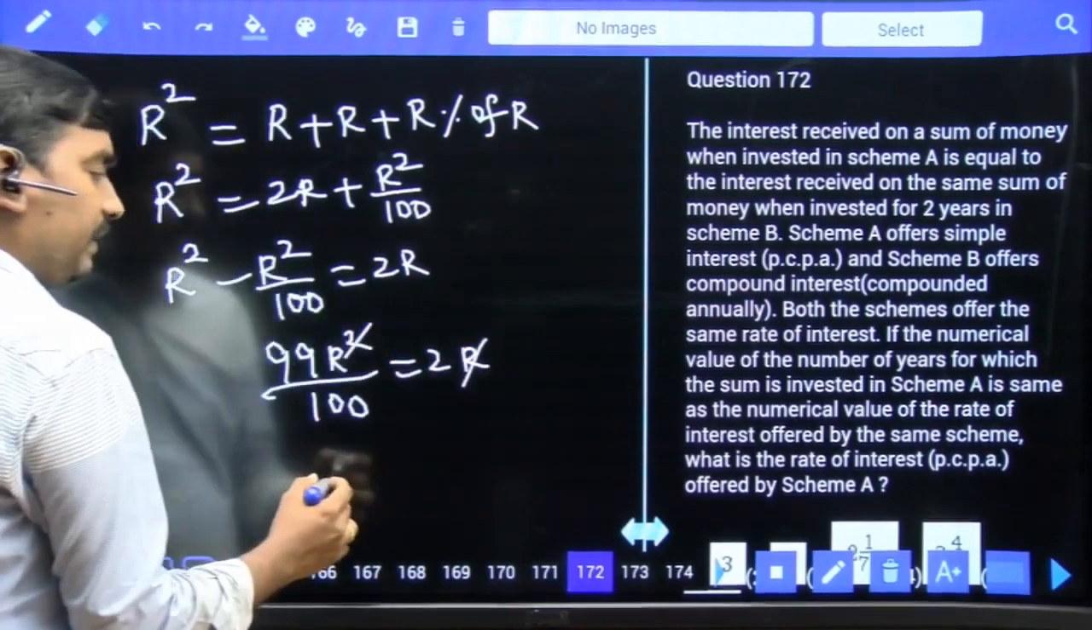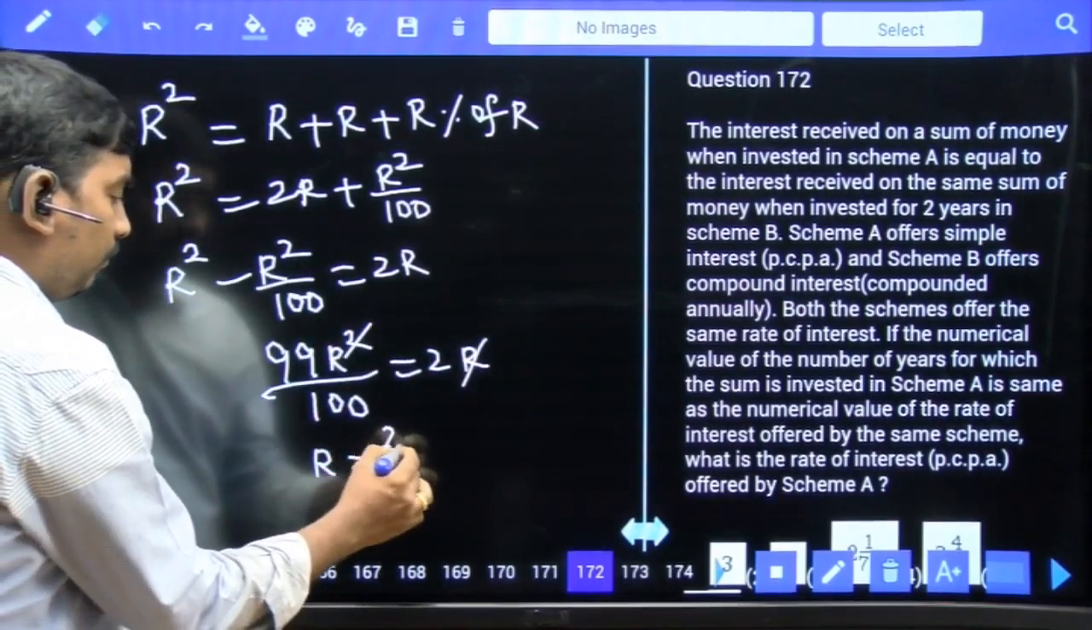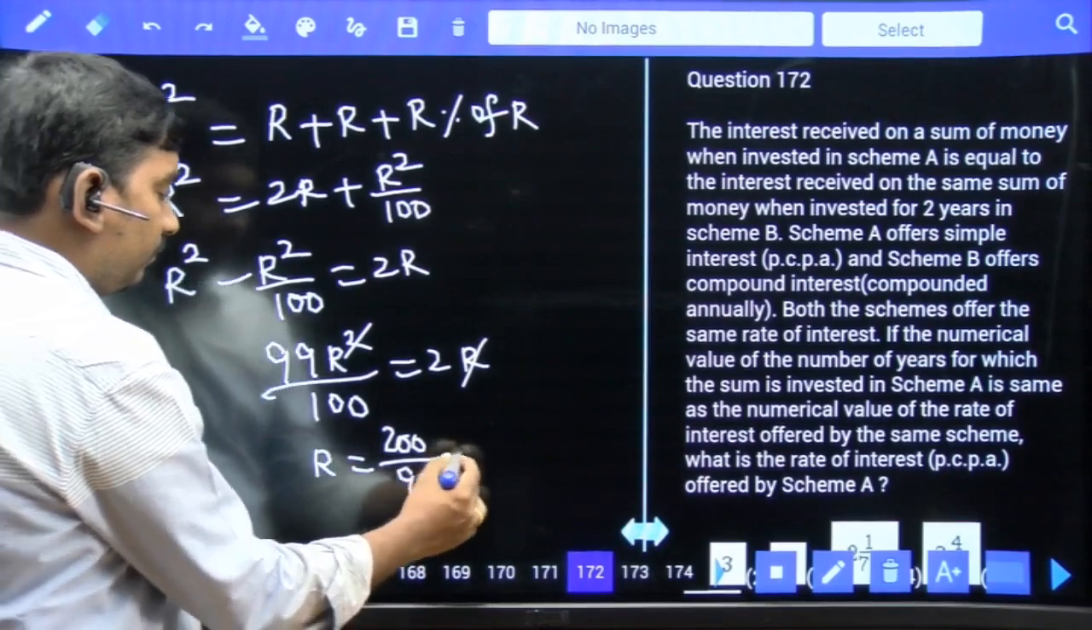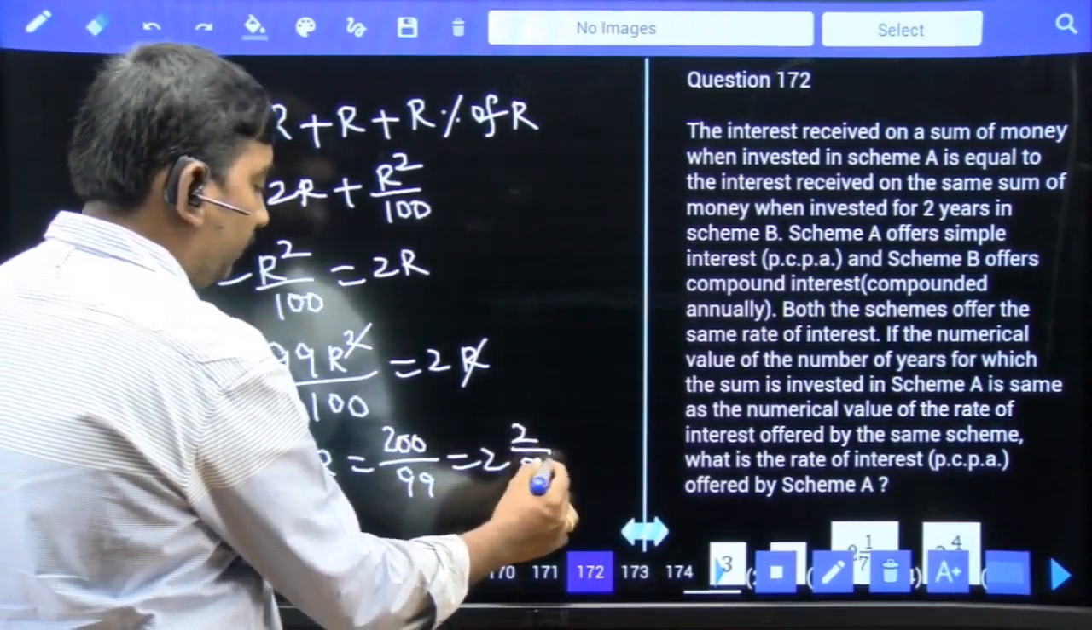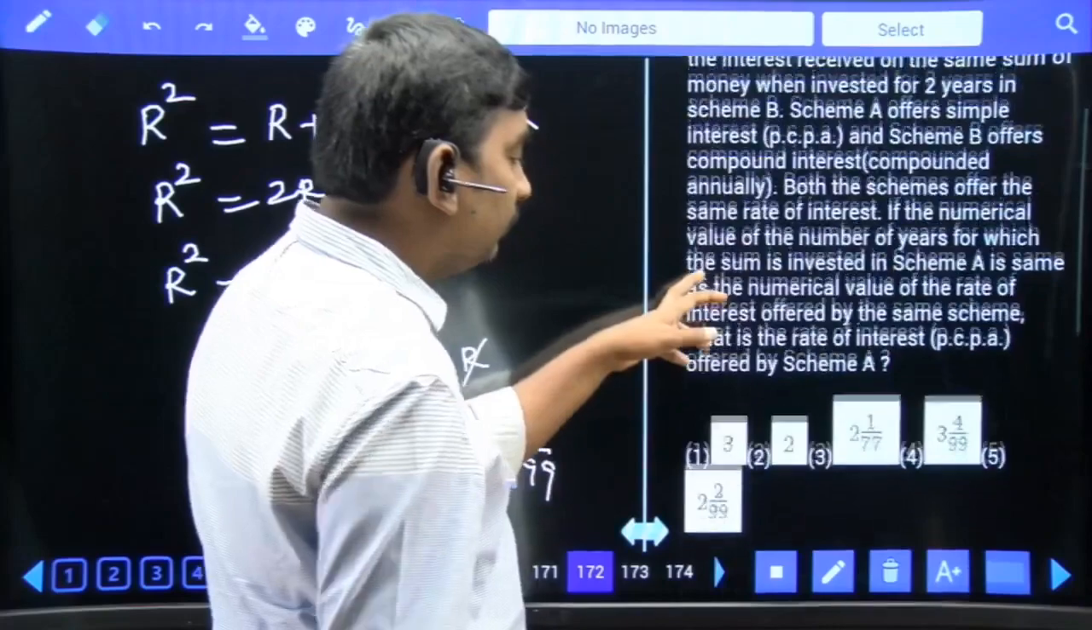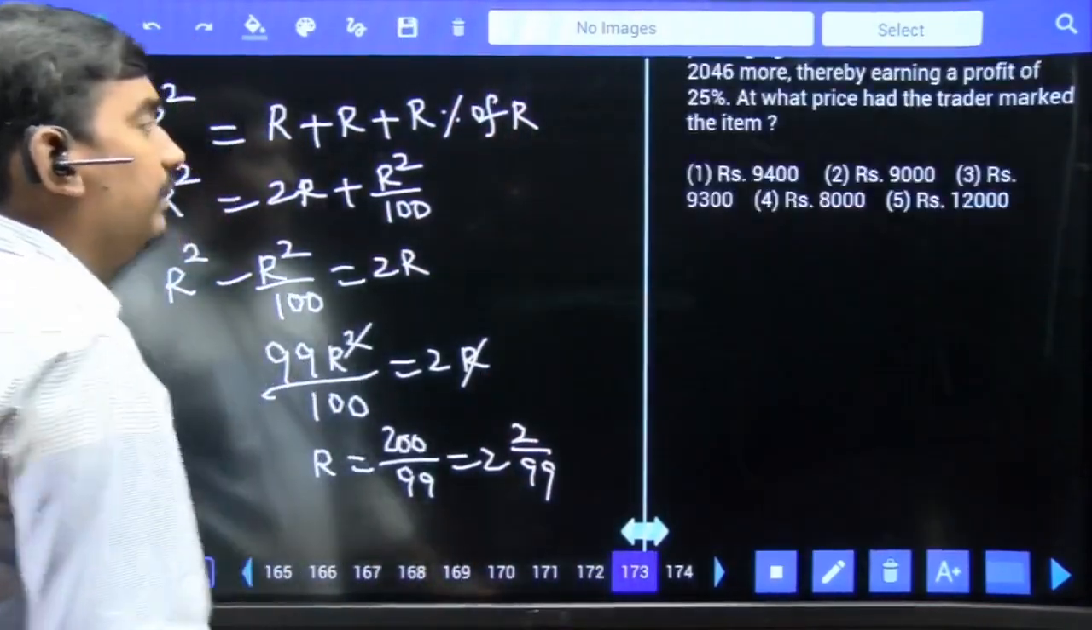R will get cancelled. Then R is equal to 200 by 99. 2 by 99 % is your answer. Next.